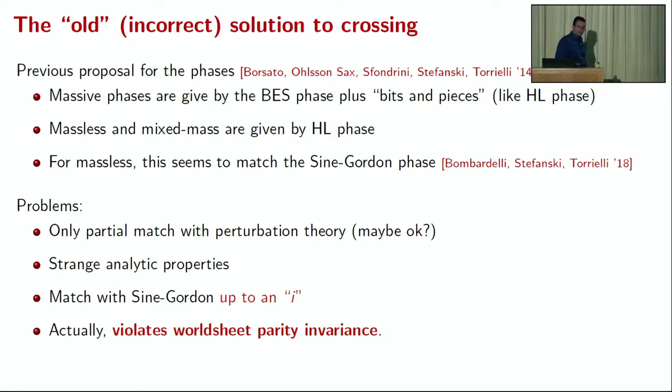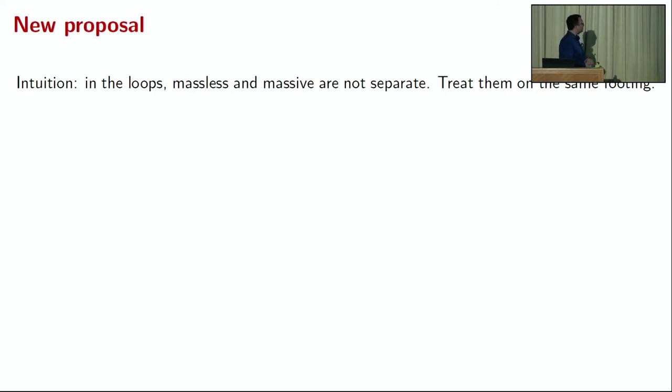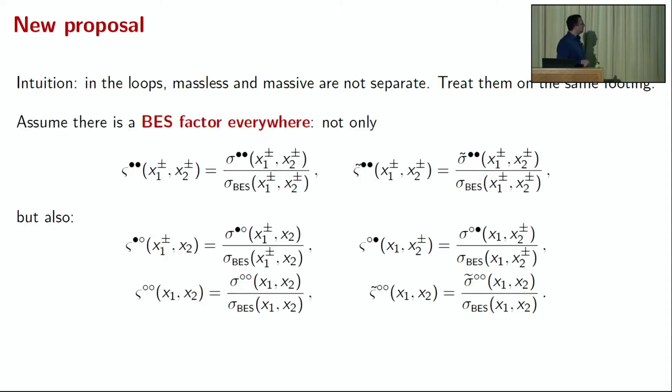So if you start over, you can take a slightly different guiding principle. The logic is that because there are loops, of course, in this theory, when we scatter massive particles, you have massless particles in the loops. And they are going to give you some sort of massless dynamics in the phase of massive particles. And vice versa, when you scatter massless particles, you will have massive particles in the loops, and you will see some remnant of massive dynamics. So try to treat everything on the same footing. In particular, if there is a BES factor in the massive phase, why shouldn't there be in the other phases? Now, of course, you have to work a little bit to define what the BES phase is when one of the particles is in the massless kinematics or both, but that's essentially just an analytic continuation. It's a technical thing, it requires a bit of work, but it can be done.